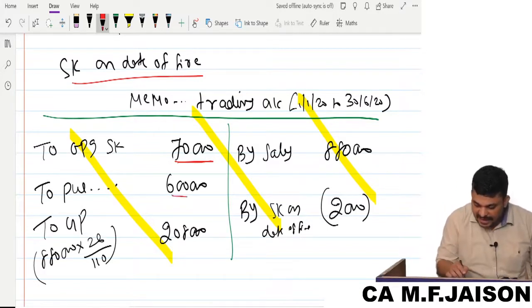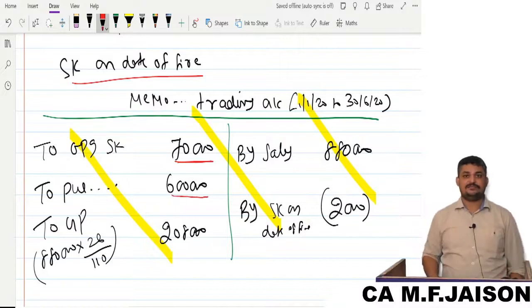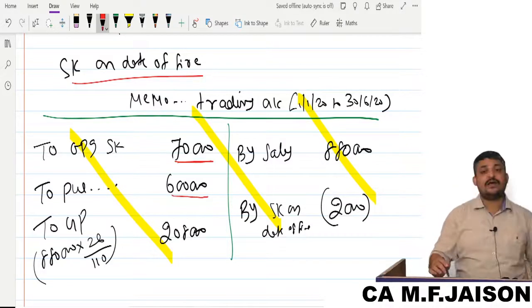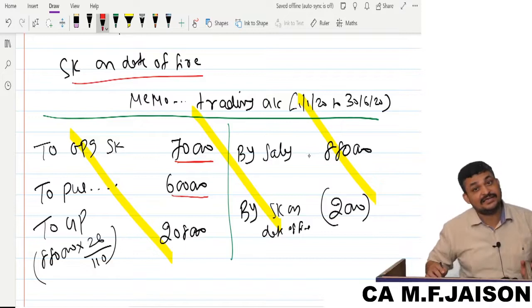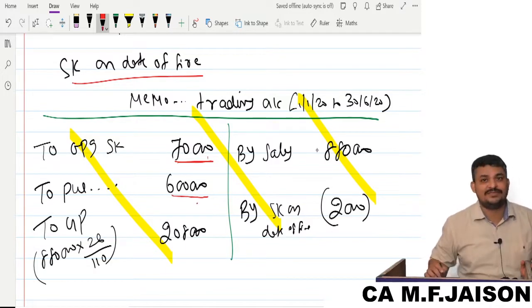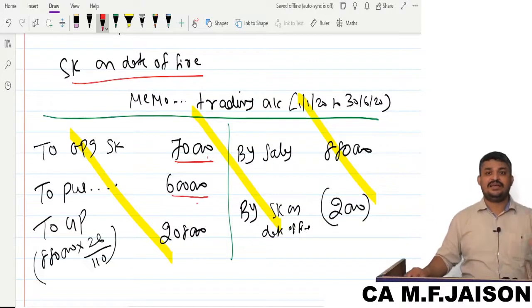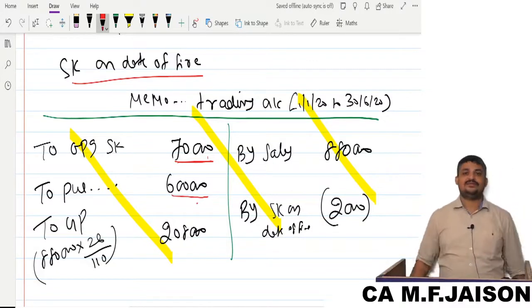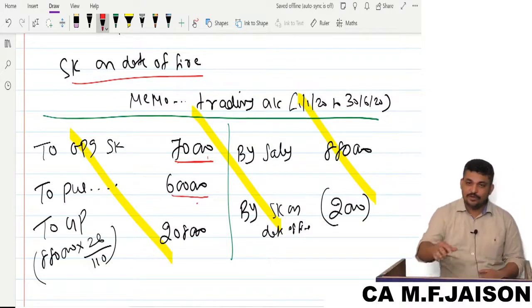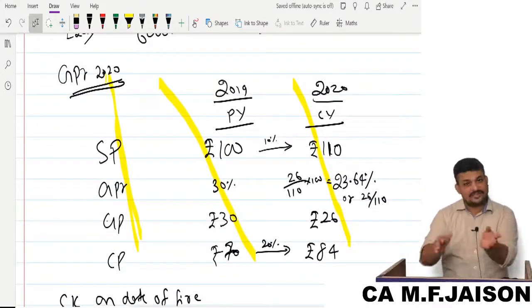Then this 6 lakhs was purchased in the current year at the current year price, and this also would have been sold at the current year selling price. So no doubt both would have been sold at the current year selling price, but the cost price is different. So naturally, will the margin be same or different? Different. So, sir, you told us the conversion technique. Is it wrong, sir? No, it's correct.